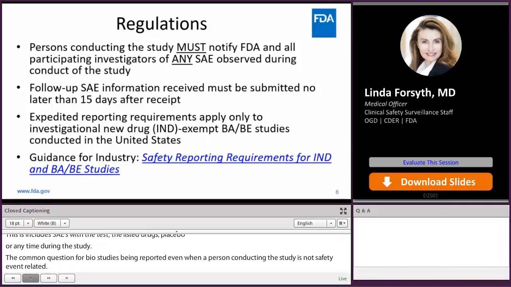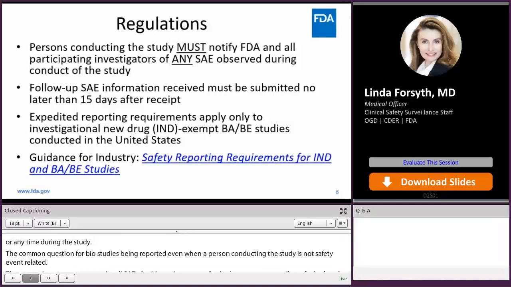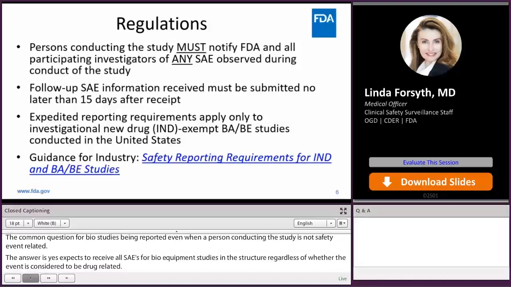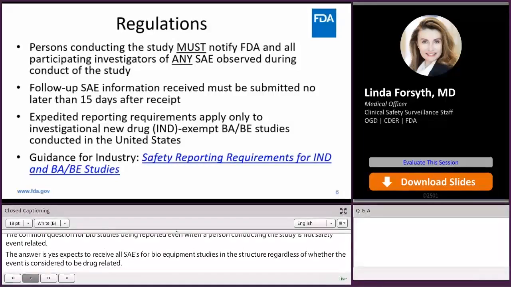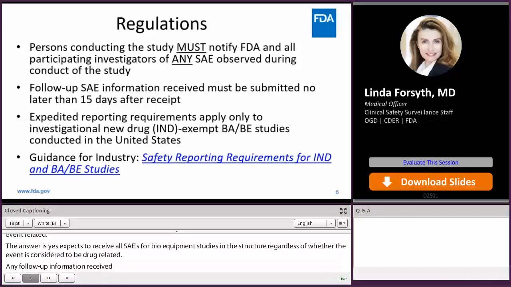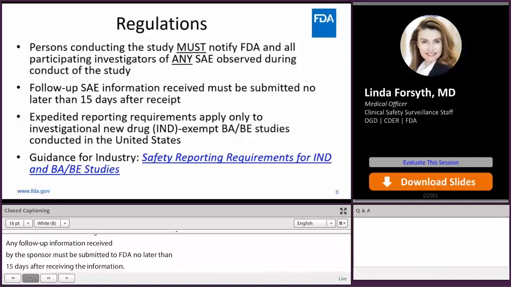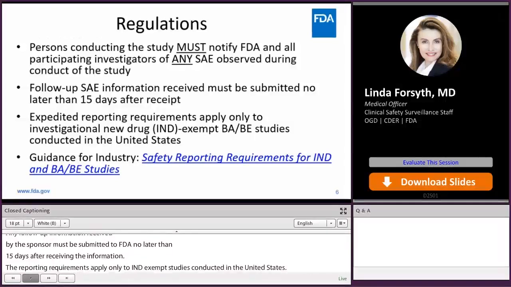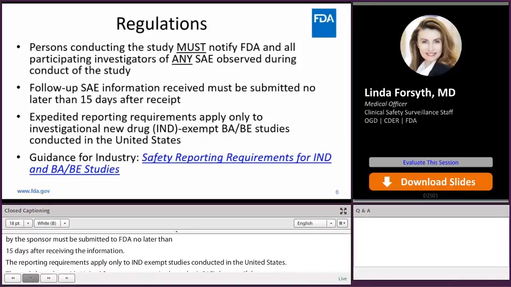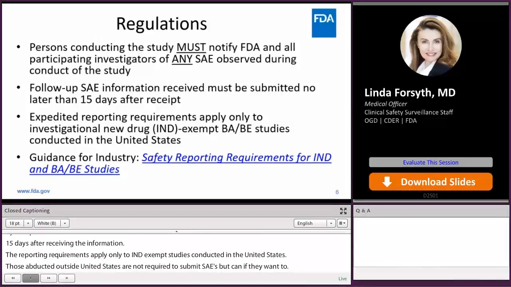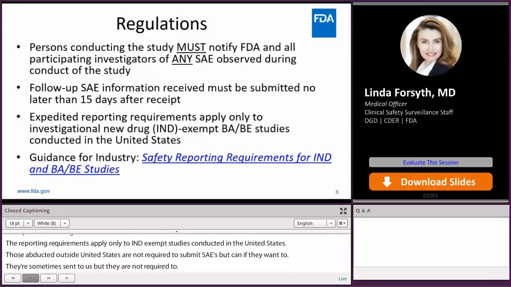Any follow-up information received by the sponsor must be submitted to FDA no later than 15 days after receiving the information. These reporting requirements apply only to IND-exempt studies that are conducted in the United States. Studies conducted abroad, outside the United States, are not required to submit SAEs, but if they want to, they can, and we will review foreign SAEs if received. Sponsors sometimes send them to us, but they are not required to. Adverse event information from foreign studies is included in the ANDA submission.